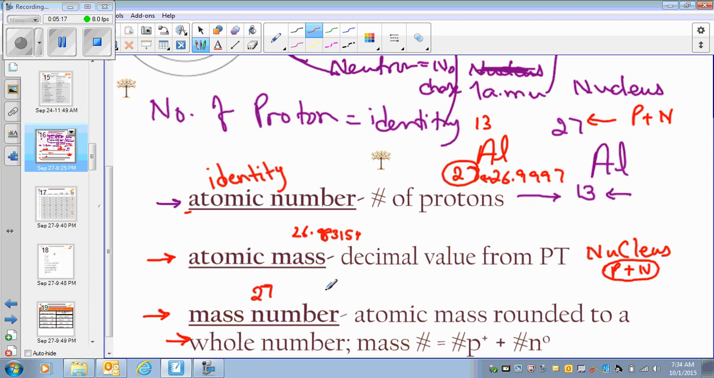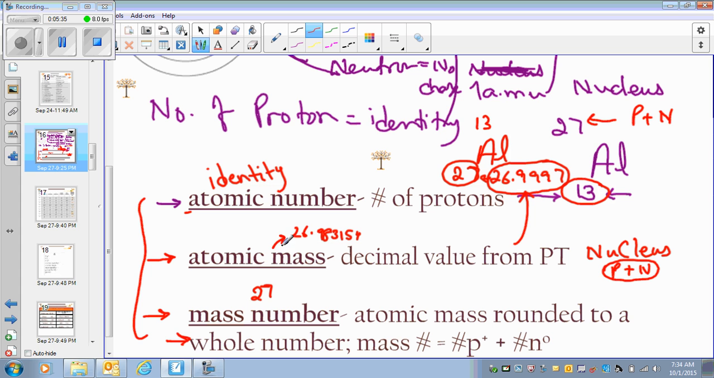So keep it in mind that we need to know these three terms. Atomic number is the number of protons, which is right here. Atomic mass is the average mass of all the isotopes, which will be in decimals. And the mass number is the whole number of that atomic mass.